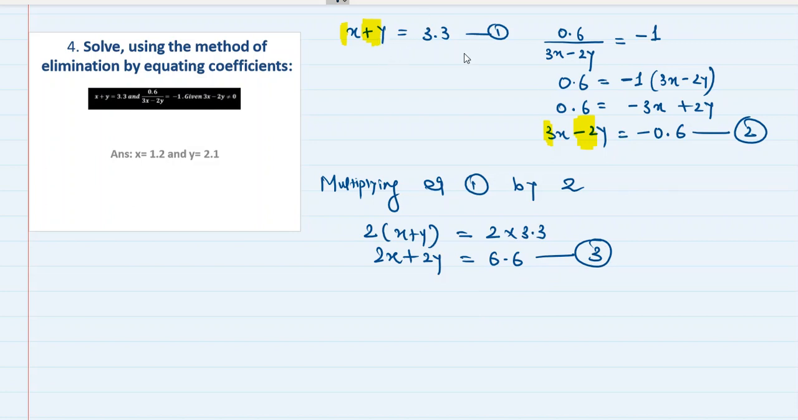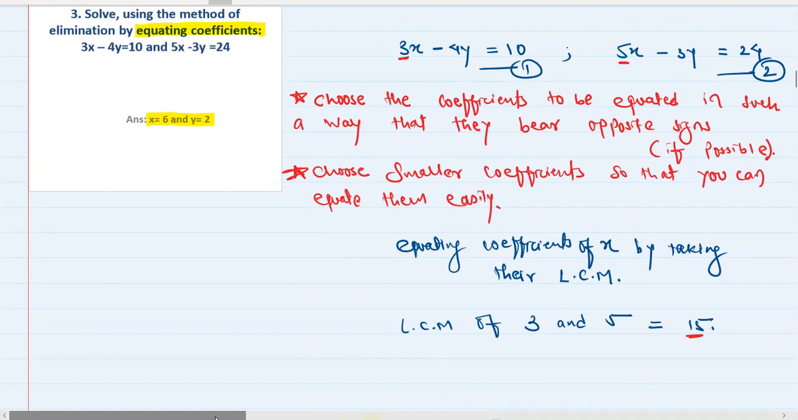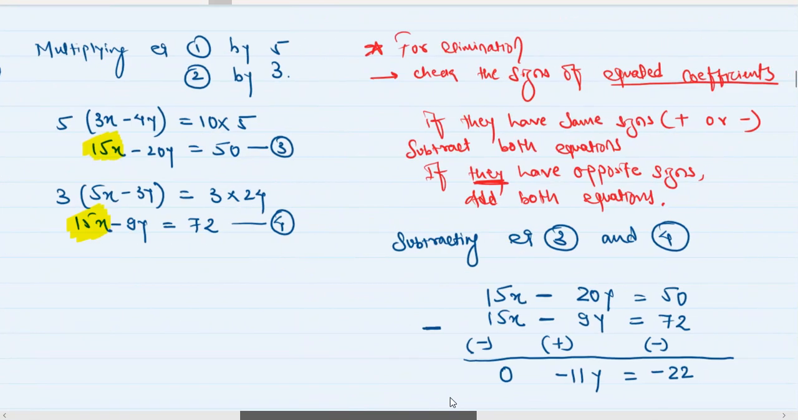You have transformed the first equation into a new equation by multiplying the whole equation by 2. But what did you achieve? You will see over here. What is the coefficient of y? 2. What is the coefficient of y here? Originally 2, but they both bear opposite signs. Now what? I gave you one more idea here.